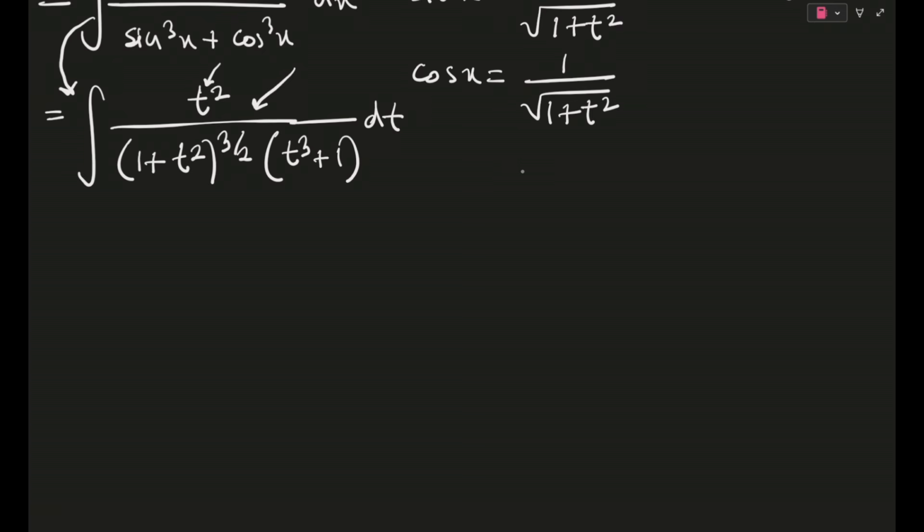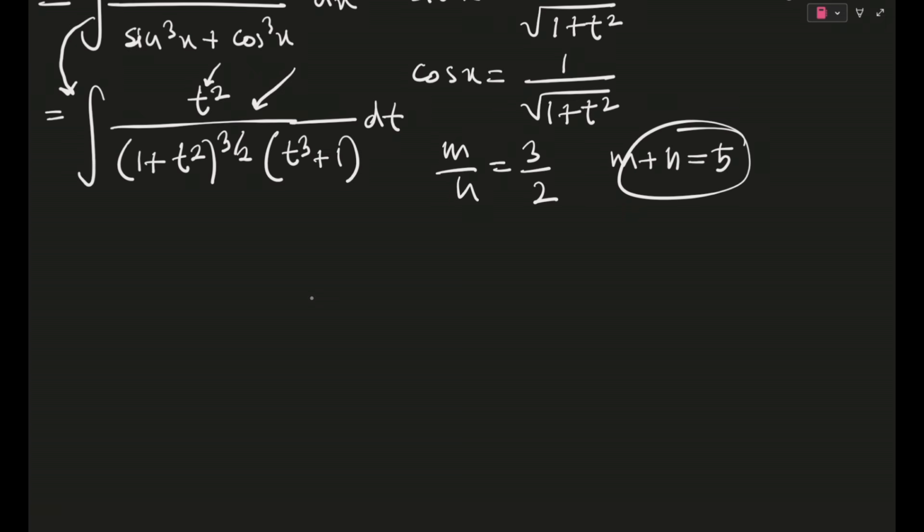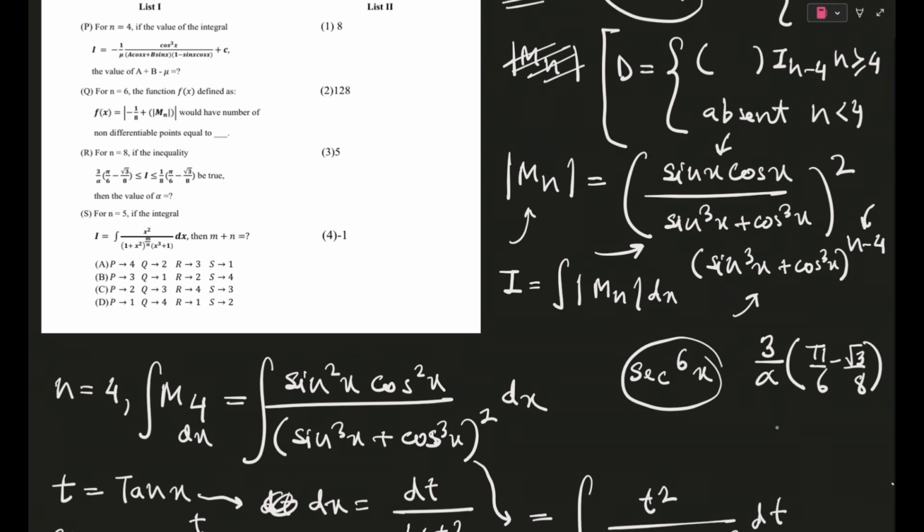Anyway, so this part's answer is m by n equal to 3 by 2, and we had to find m plus n. So this becomes 5. Now the question is still not done. We have to do the option matching. So let's go back to the question. P had come out to be -1, so P matches 4. Q had come out to be 8, so Q matches 1. R had come out to be 128, so 2, and S had come out to be 5, so 3. So 4, 1, 2, 3.